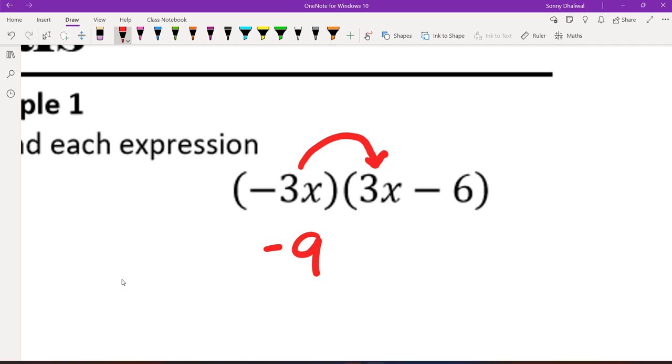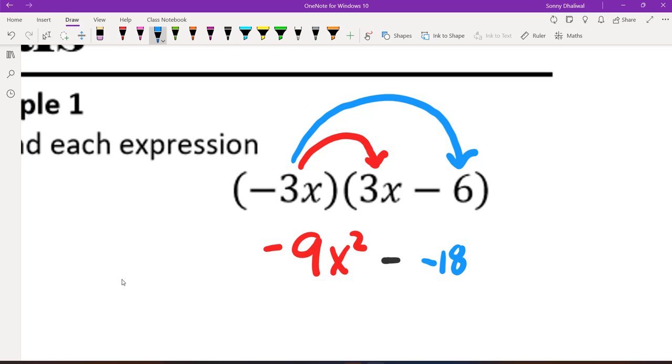Negative 9. And what about the x's? x², right? And then we do this one and this one, right? We have a minus sign in between. And what do we get when we multiply those two together? Negative 18. And what about the variable? x, right? So now we have 2 negatives sitting next to each other. That could be cleaned up to make a plus sign.